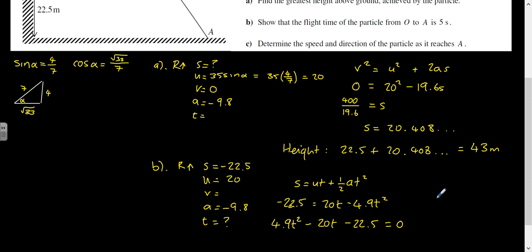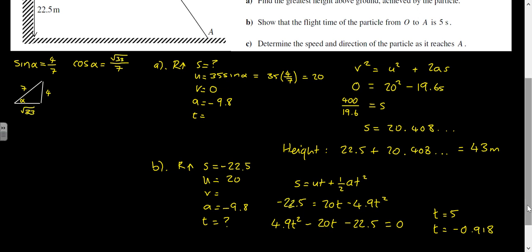And we'll go to the equation solver on the calculator for this. I recommend that's what you always do. Don't try and use any completing the square or quadratic formula or anything. Just go with your calculator. Examiners don't care. So 4.9 squared, then minus 20, and then we've got minus 22.5 at the end. And our solutions come out as t equals 5, and t equals minus 0.918.